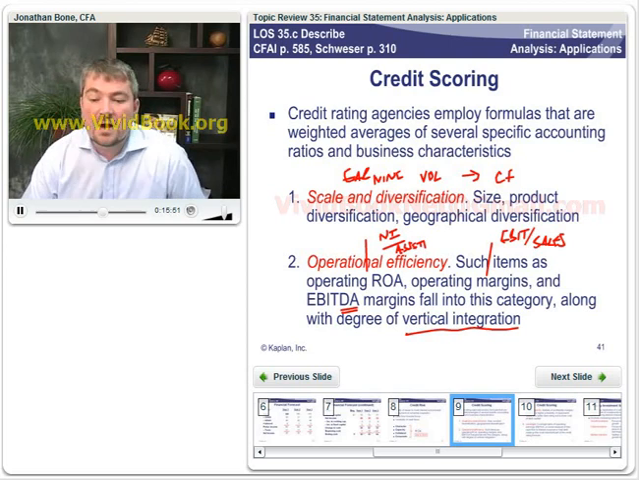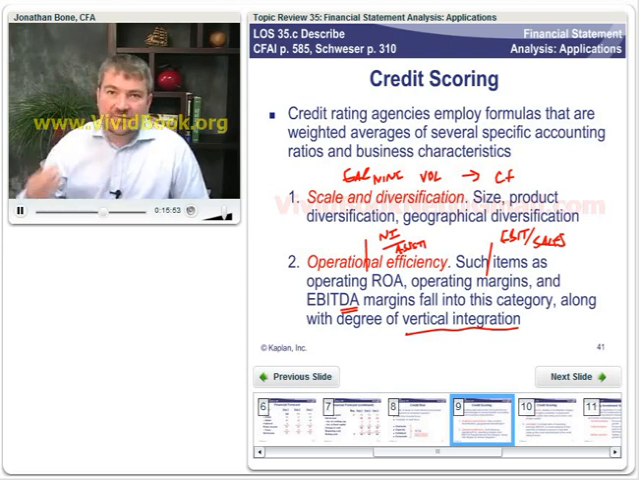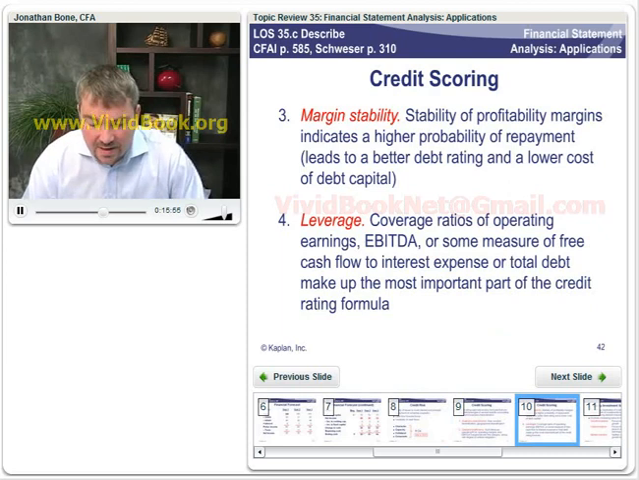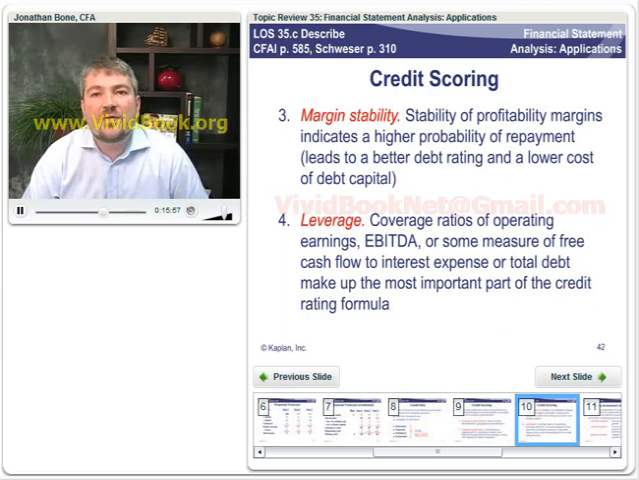Then our margin stability. So we've looked at some of our margins in step 2 in operational efficiency, but we're also interested in how constant they are over time. The more stable our margins are, the more stable our earnings are, the more stable our cash flows are, and of course, therefore, we have a better probability of making our interest and principal payments when they fall due. So we're looking at margin stability here, the idea of more stable margins, better credit rating.